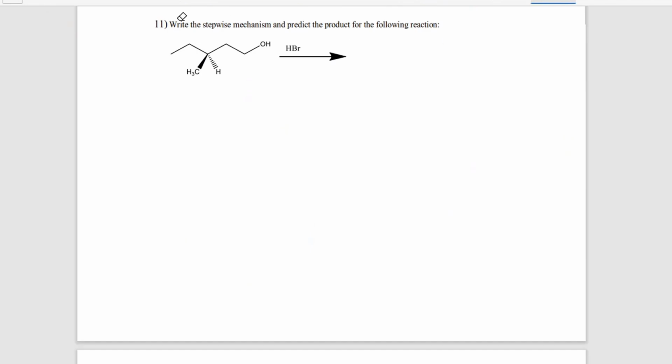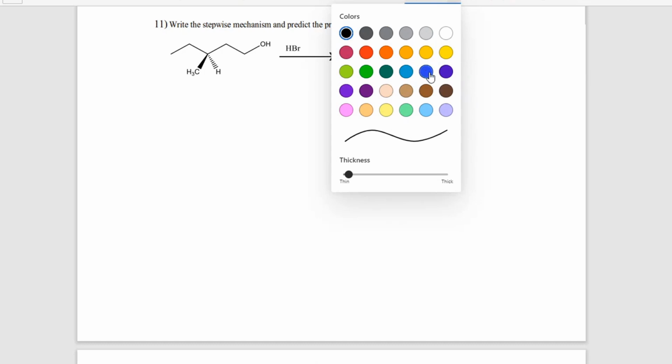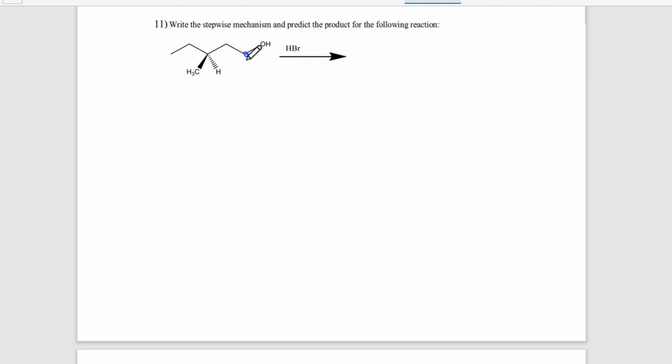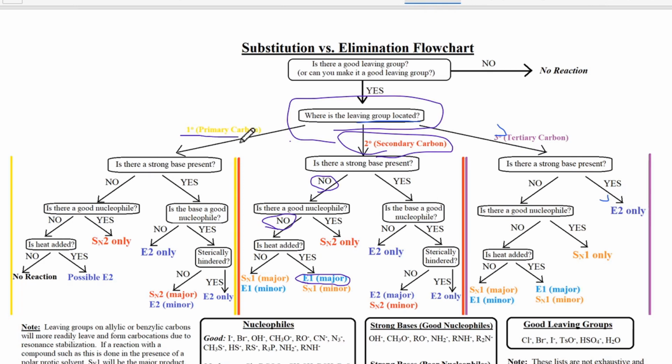But if you look at this one down here, stepwise mechanism, predict the product. Okay, is there a good leaving group? No. Can you make it a good leaving group? Yeah, if there's an acid, which there is. OH can be a good leaving group if you add an acid to it, if you turn it into water. And where is that leaving group? What carbon is it attached to? Primary.